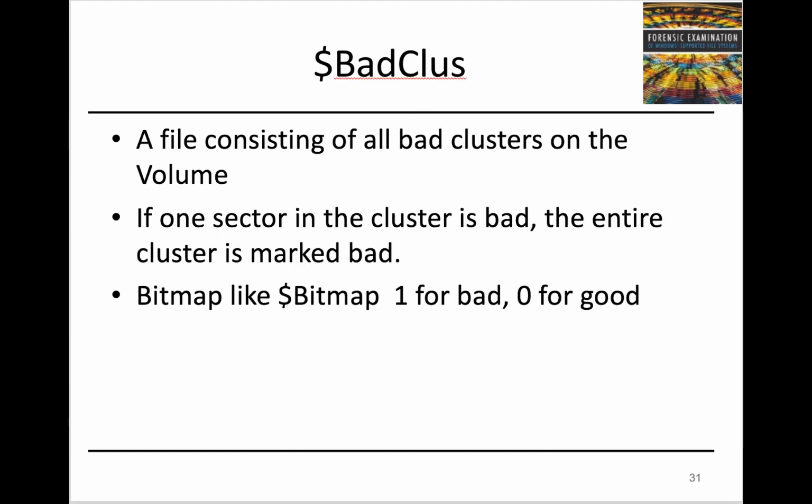We have a file called $badclus. Now this works just like the $bitmap, but the only time you ever flip a bit from 0 to 1 is when that cluster is marked as bad. So for some reason, if you're running check disk and it finds a bad area, it will go into that bitmap and mark that cluster as a 1 and change that byte value. So most of the time they're going to be all zeros.